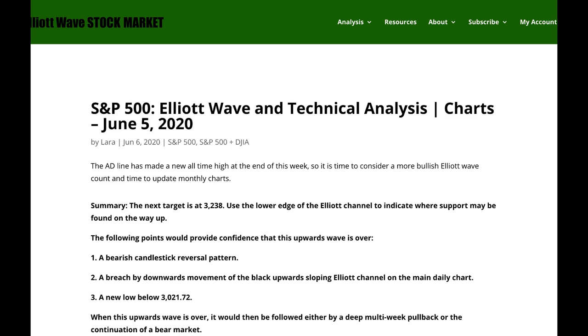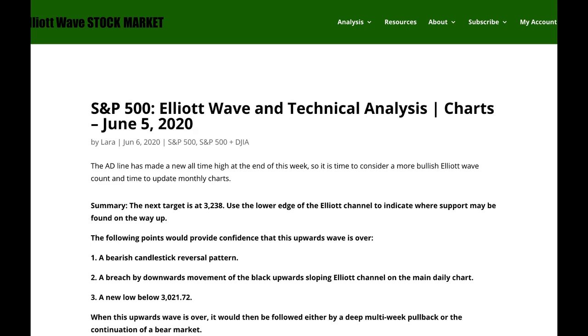I am still expecting upward movement again next week. The next target is at 3238. I've been expecting upward movement since March. The first target was met and price kept going higher, and so attention is now turned to the second higher target.